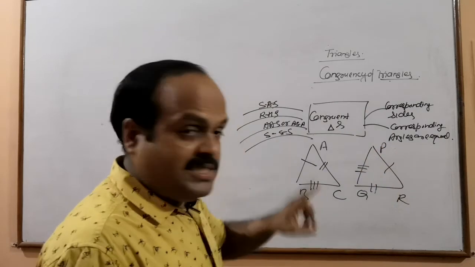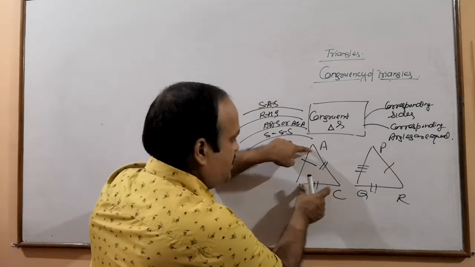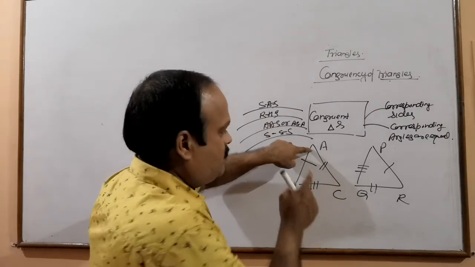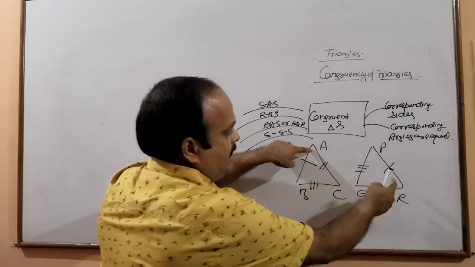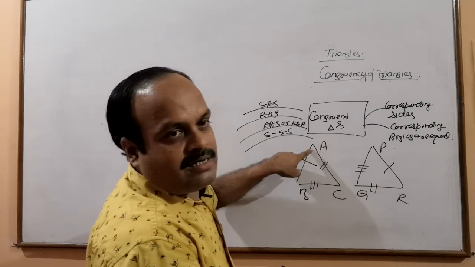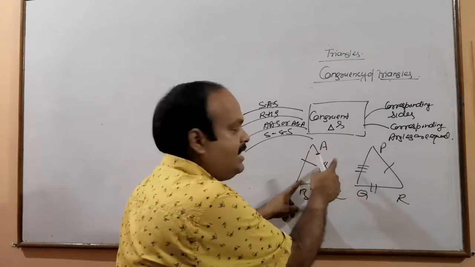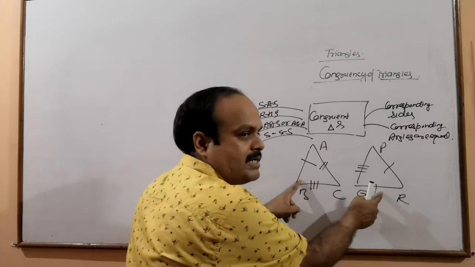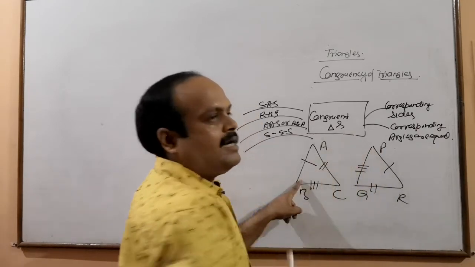यानी मीन्स एंगल A किसके सामने है? BC के. BC के इक्वल कौन है, PQ, तो एंगल R, एंगल A विल बी सेम एज एंगल R. फिर ये किसके सामने है, AC के, AC किसके बराबर है, QR के, QR के सामने कौन है, P, एंगल B इक्वल्स टू एंगल P.